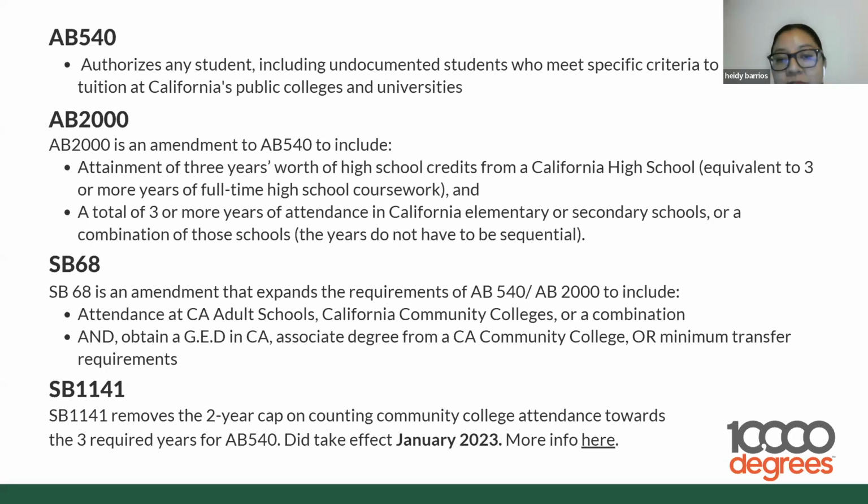specifies students must complete 3 years of high school or coursework equivalent to 3 full-time years at a California high school, or attend a combination of California elementary or secondary school. This doesn't have to be non-sequential, so this clarifies the student attendance requirements for in-state tuition eligibility.